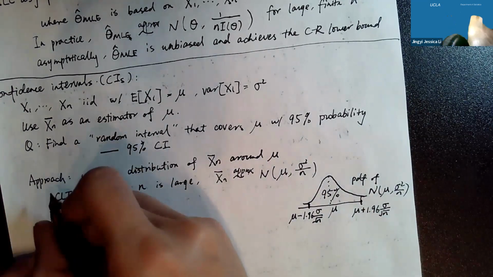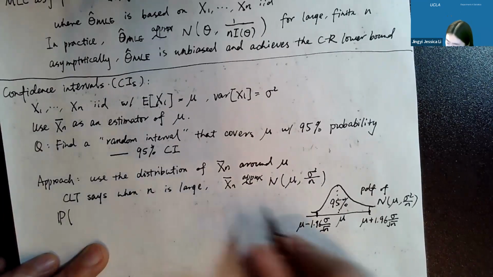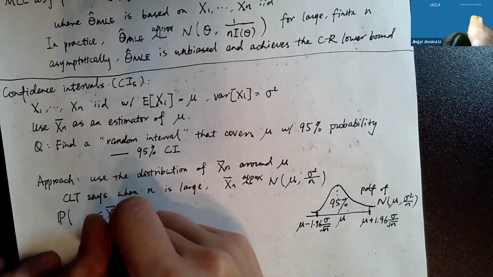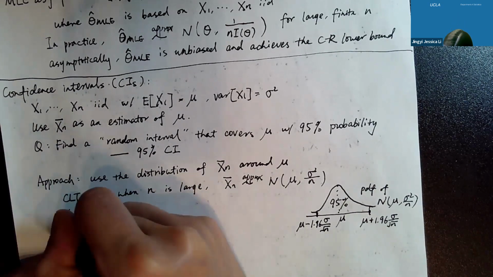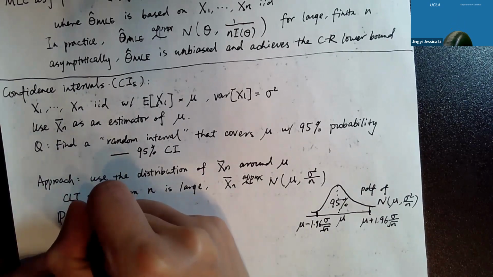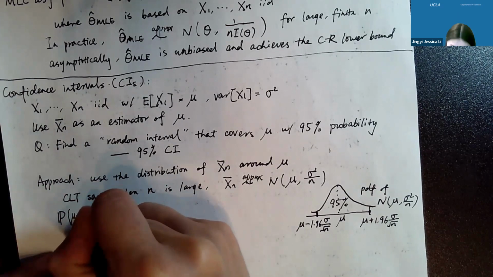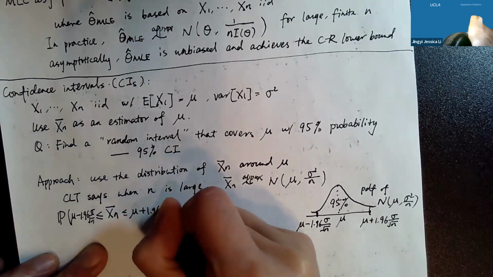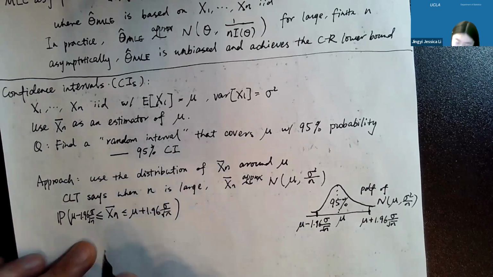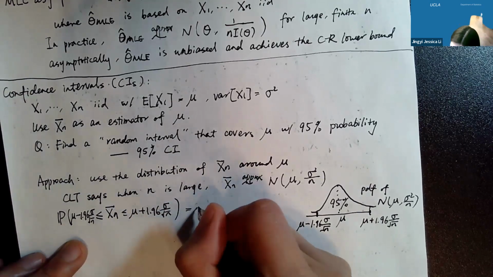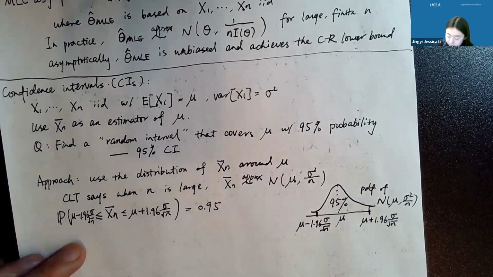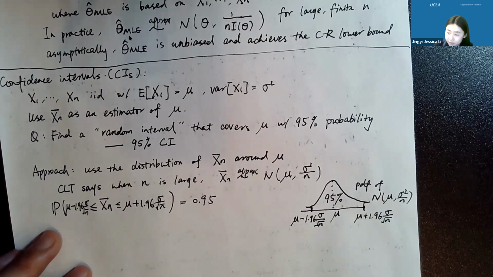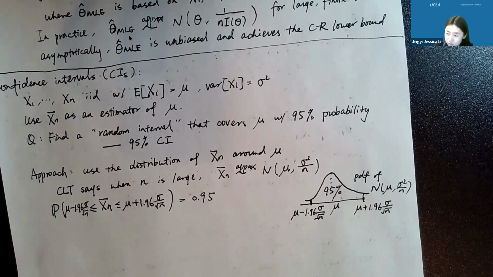Let's use this fact. Given X_n bar follows this distribution, X_n bar is between mu minus 1.96 sigma over root n and mu plus 1.96 sigma over root n. This event holds with probability 0.95. Do we have questions about this? It's just regarding the distribution of X_n bar.